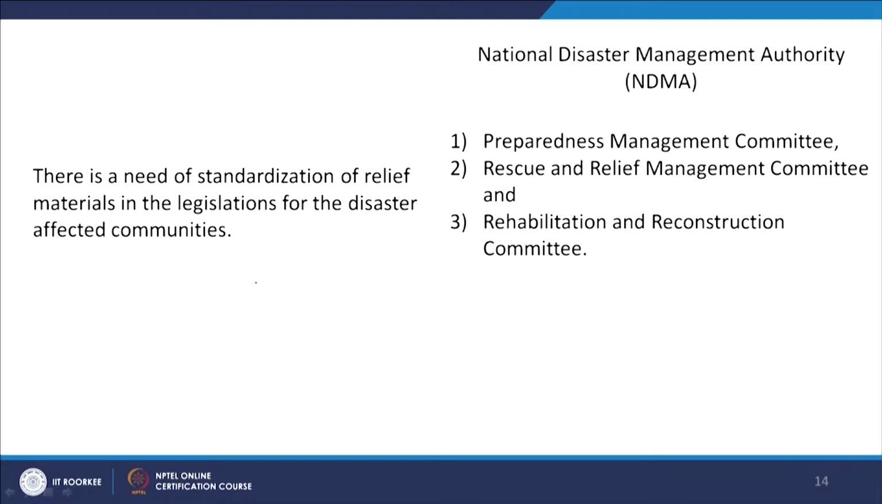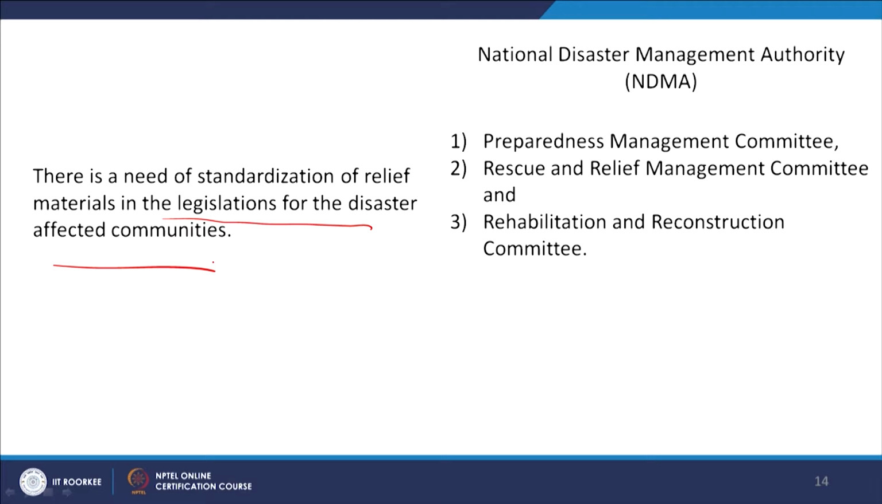But the problem is, this particular process has not been standardized. The reason why it has not been standardized is it has not been recognized, it has not been incorporated in the legal system, legal procedures. How to standardize these relief materials, how to standardize these packages, and that is where the first and foremost important part is there is a need of standardization of relief materials in the legislations for the disaster affected communities. So each agency has worked in their own way. So this is one of the important points.